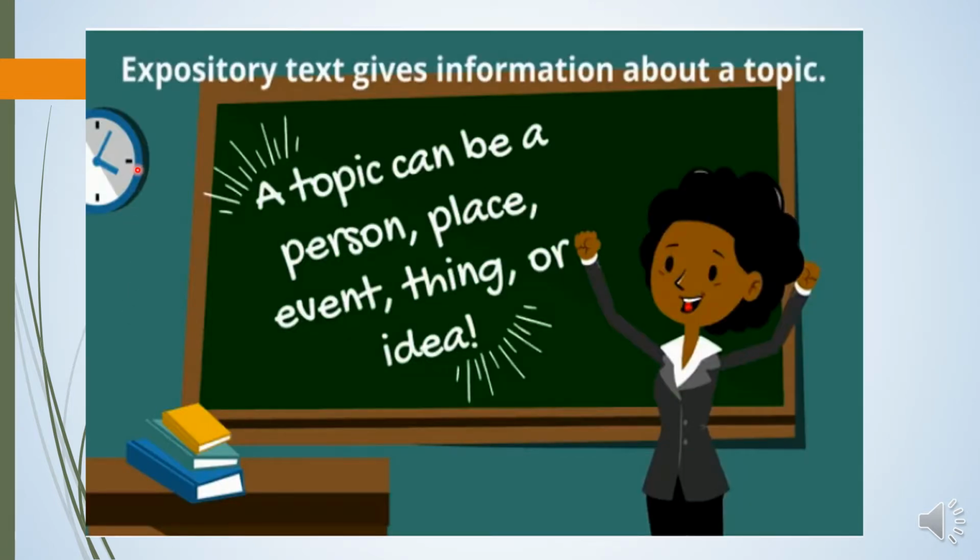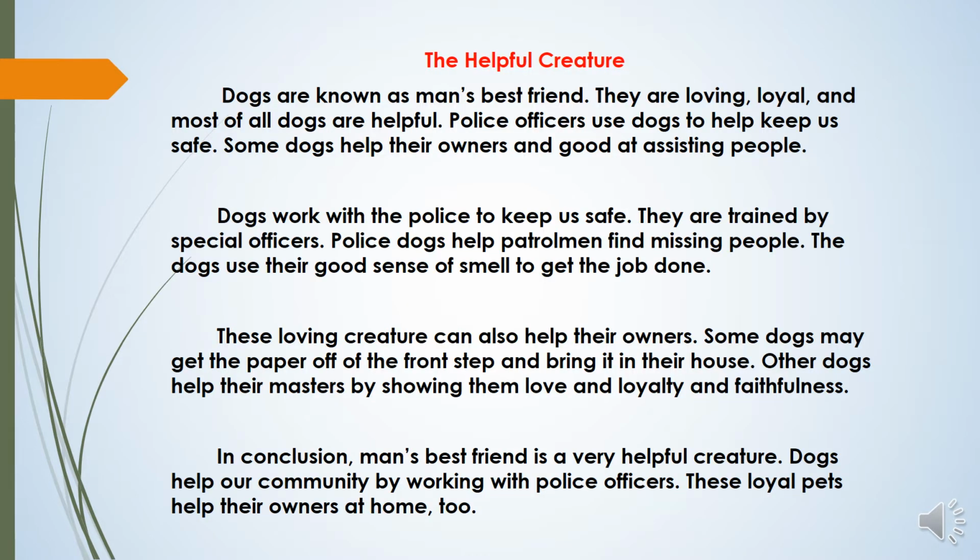So an expository text gives information about a topic. A topic can be a person, a place, event, thing, or an idea. Let's take this composition or piece of writing. The helpful creature. Dogs are known as man's best friend. They are loving, loyal, and most of all dogs are helpful. So the first sentence states the main idea of the topic.